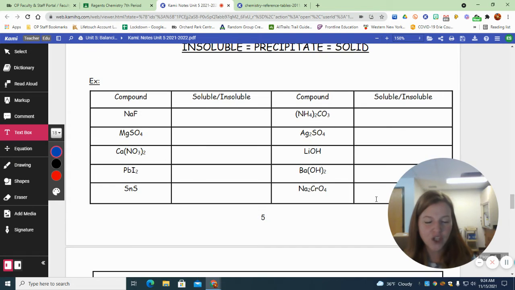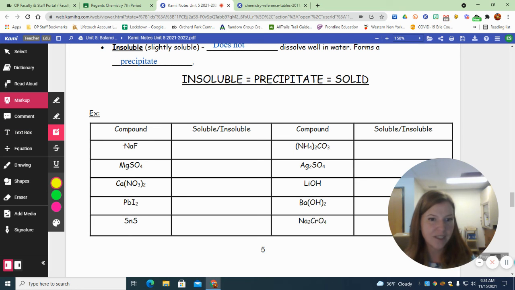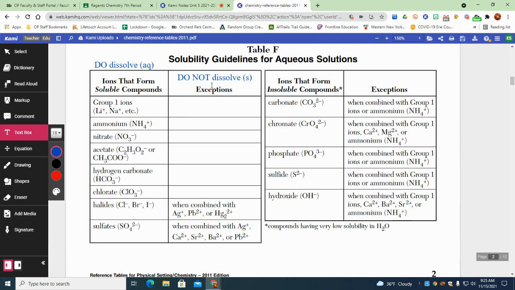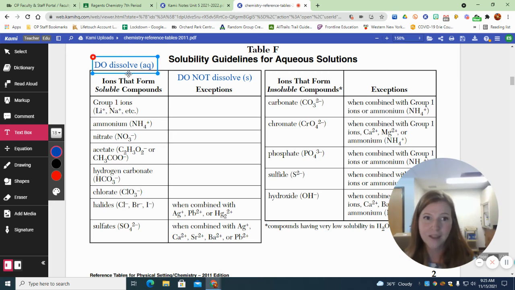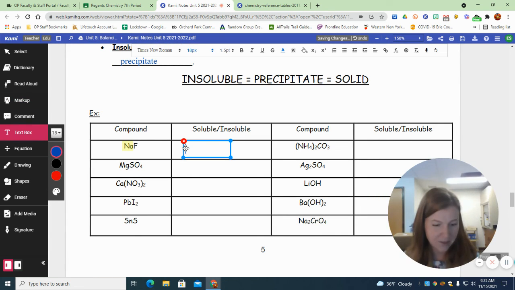So take a look at this chart just to get some additional practice here. So NaF, soluble or insoluble? Well, let's think about it. What do I see? I see Na. Na is a group 1 metal. What does that mean? It's soluble. Are there any exceptions? No. So this would be soluble. We would mark it as AQ.